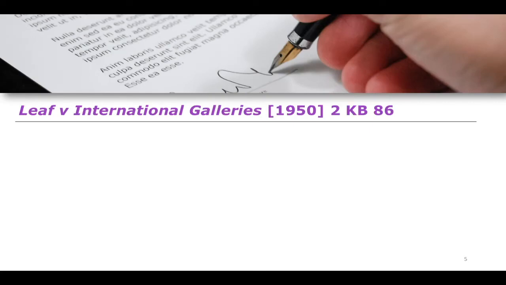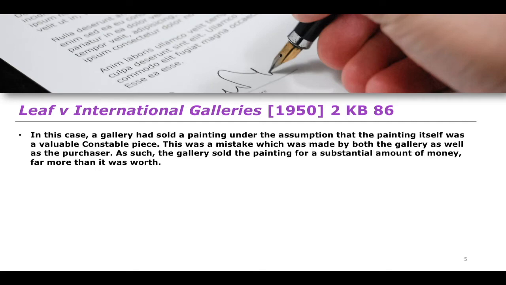Another case to illustrate this point comes from 1950, and this is the case of Leaf versus International Galleries. This was a case in which a gallery had sold a painting under the assumption that the painting itself was a valuable piece. It was a valuable piece by Constable, apparently, according to the gallery's assumption. This, in fact, was a mistake, and it was a mistake made by both the gallery as well as the purchaser. In fact, the painting was not a valuable piece by Constable.